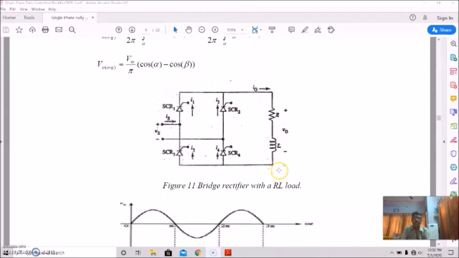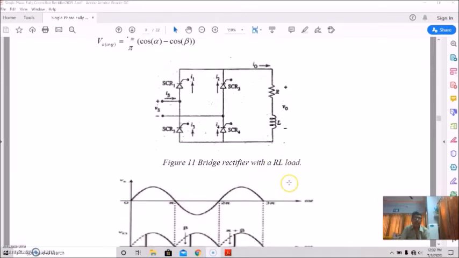So this is the circuit diagram. This is the pair of SCRs that conduct for one half, and this is the other pair of SCRs that conduct for the other half of the supply voltage waveform. This is the output current, and this is the output voltage across the inductive load R and L. These are SCR1, SCR4, SCR2, and SCR3.